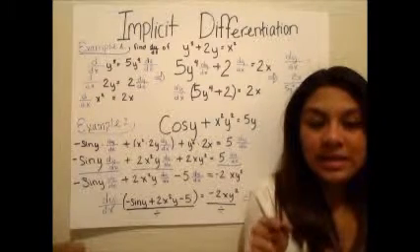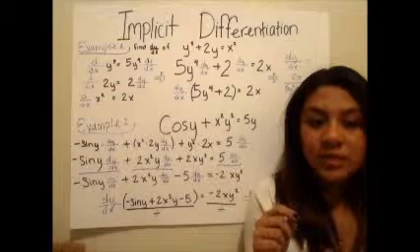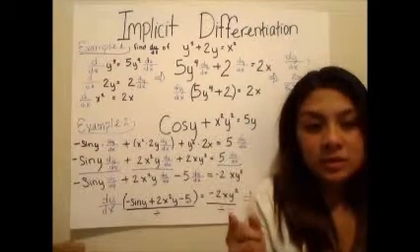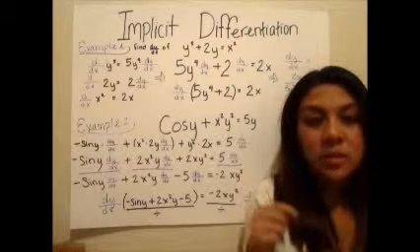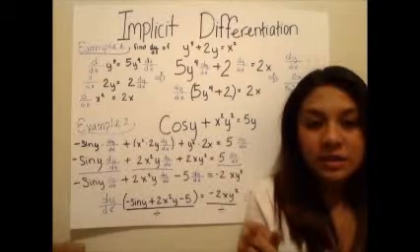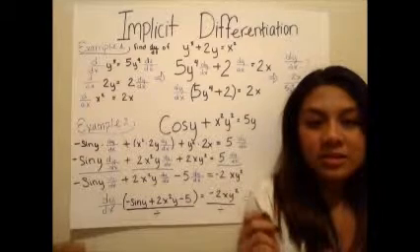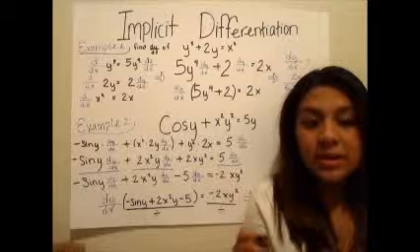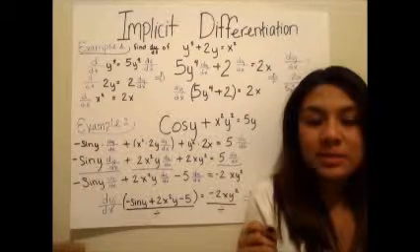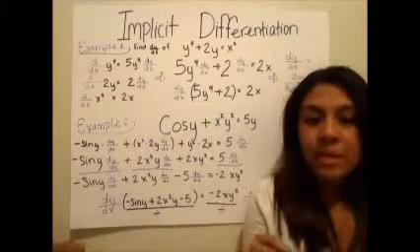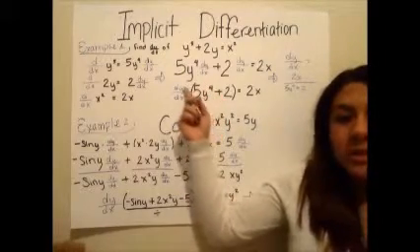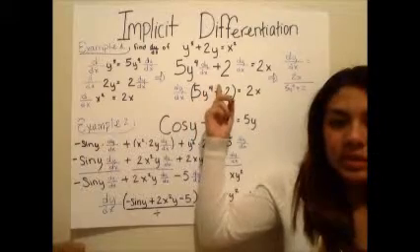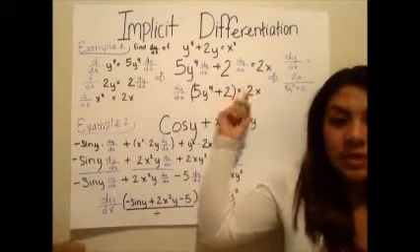And for the second term, which is 2y, the derivative is only 2, and since there was a y, you're going to put dy over dx. And then the third term is x squared, so the derivative is 2x with no dy over dx because there was no y. And then you're going to move over here, which is 5y to the fourth dy over dx plus 2 dy over dx equals 2x.